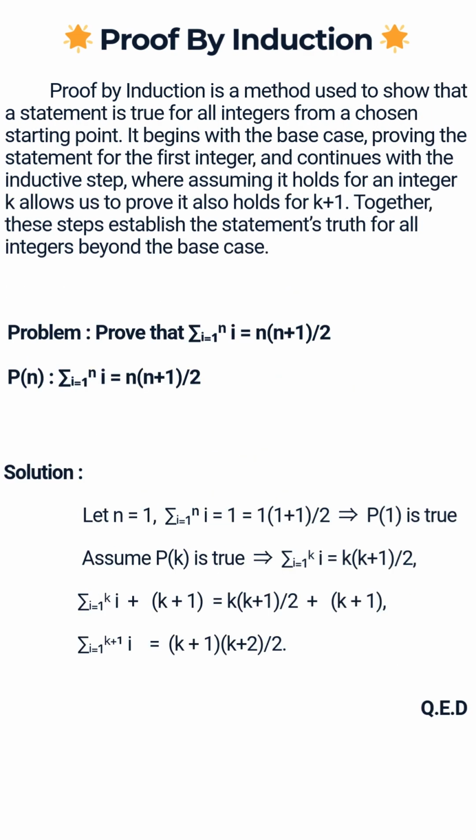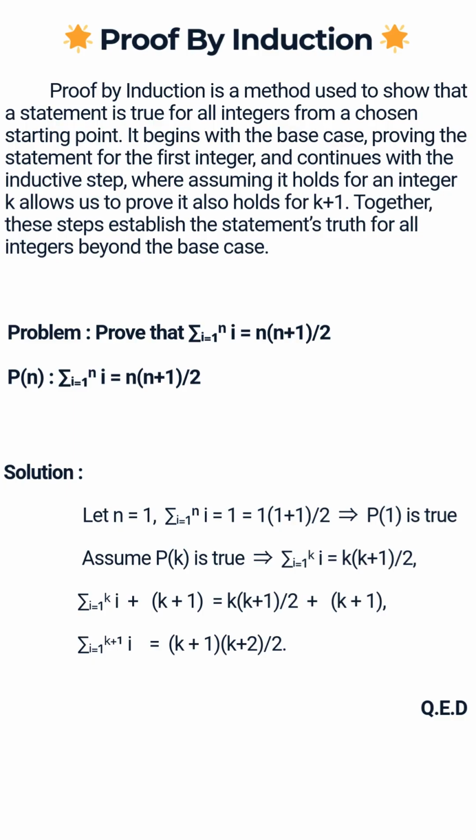Mathematicians also often use proof by induction, especially when dealing with statements about natural numbers. In this method, we first prove the statement for a certain value, which is usually 1, and then show that if this statement holds for an arbitrary natural number k, then it holds for the next number k plus 1. As an example, let's prove that the sum of natural numbers from 1 to n equals n multiplied by n plus 1 divided by 2.